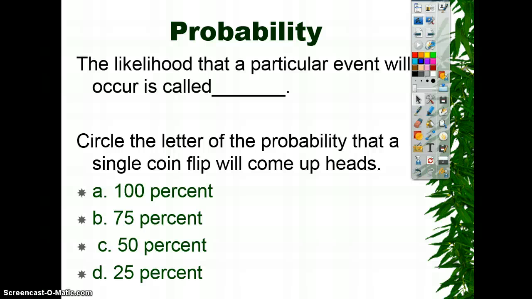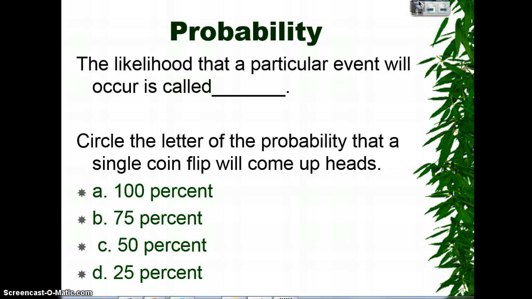Probability is the likelihood that a particular event will occur. That's where the whole 25, 50, 25% comes in. You have to know a little bit about probability. So circle the letter of the probability that a single coin flip will come up heads. Well, you should know that if you have a coin, you have heads versus tails. You have two options, so it's going to be 50%. 50% is your answer, or C. 50% of the time should be heads, 50% of the time should be tails. That's not always what happens, but that's the chance you have every time.